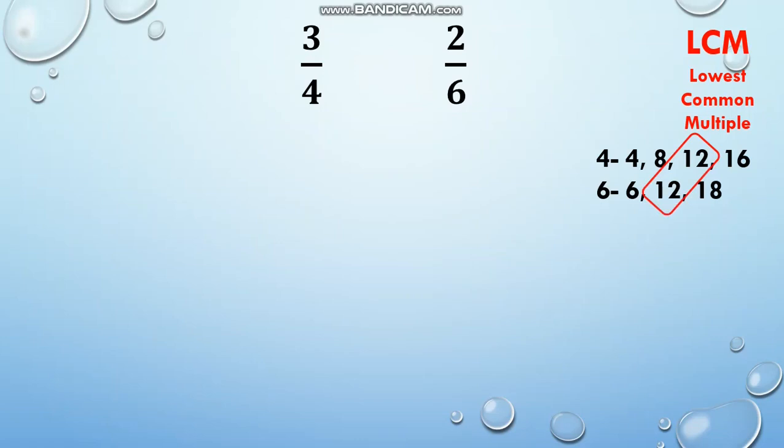12. Now let's go back to the denominators. Look at 4. 4 times what gives us 12? 3. So we multiply the denominator by 3 and also the numerator by 3. Now let's go to the next denominator, 6. 6 times what gives us 12? 2. So we multiply the denominator by 2 as well as the numerator by 2. We do this so that both fractions have the same denominator. Then we can see which fraction is greater and which fraction is lesser.